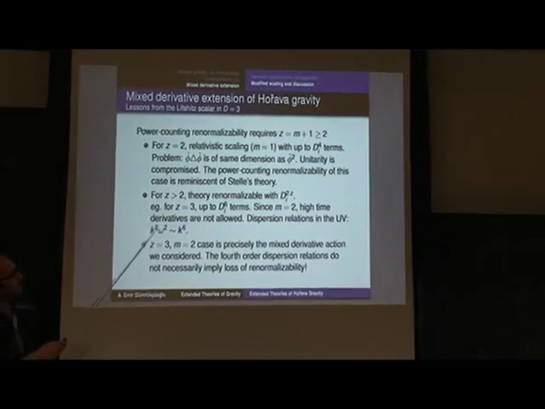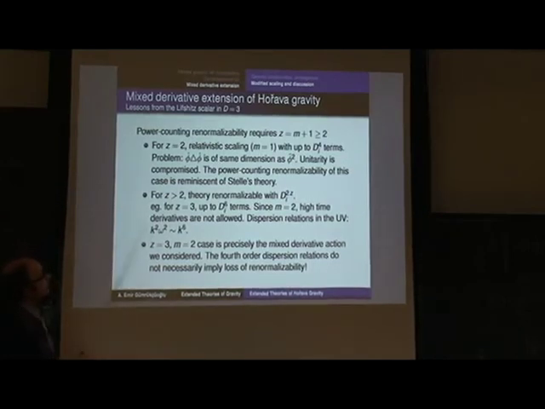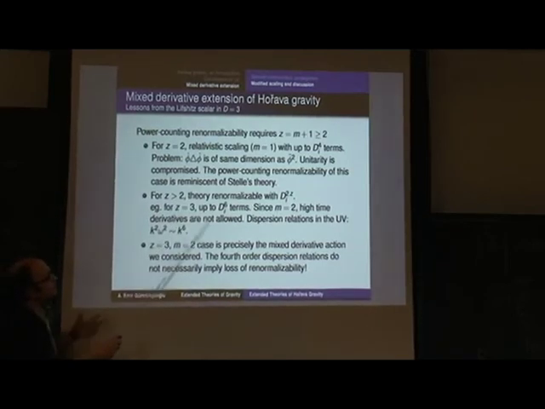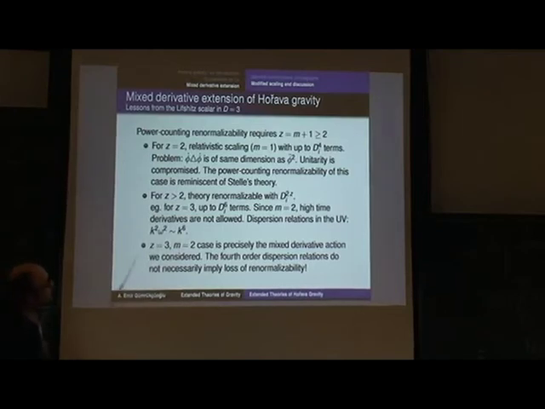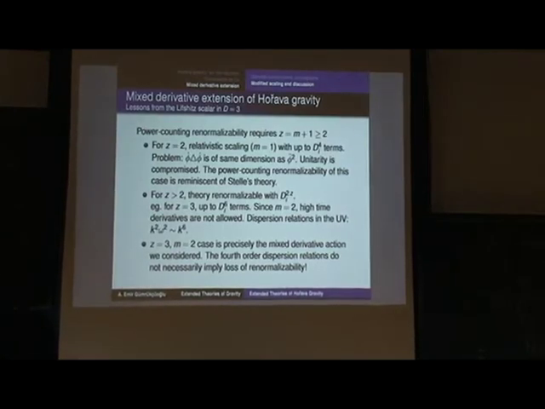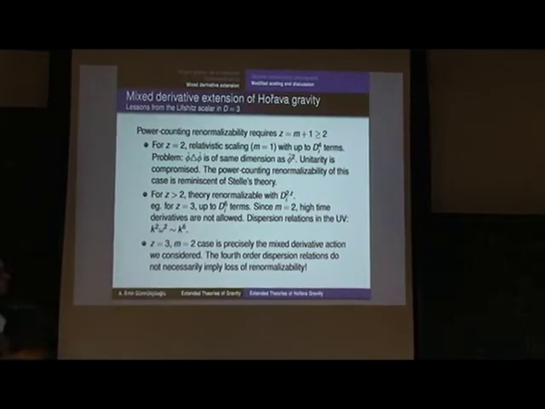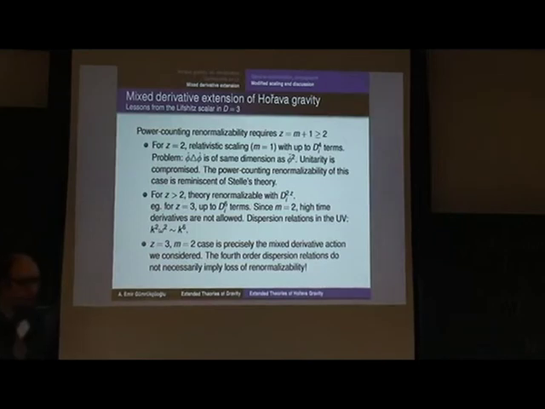And in fact, this is exactly the case I showed you before. We had standard Horava theory, which was modified by adding these mixed derivative terms. Standard Horava theory had z equals 3 gradient terms, and we have the mixed derivative terms, and also the dispersion relation turned out to be 4th order. So this is exactly the case that we considered. And this looks like both power counting renormalizable and, well, unitary.